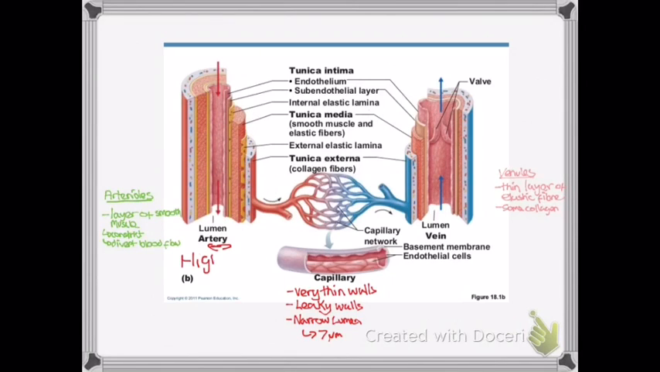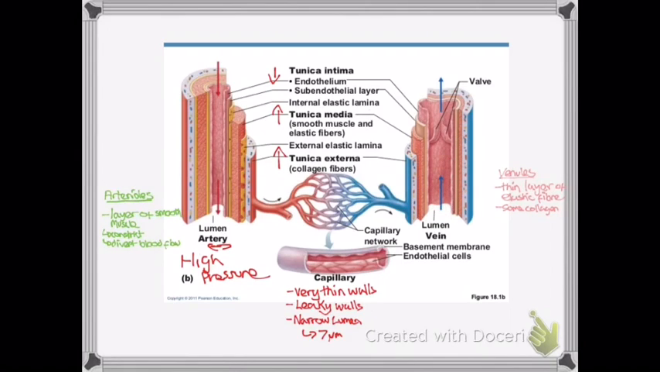High pressure in our arteries. We're dealing with lots of pressure, so we need lots of collagen, thick tunica externa, and we need lots of thick smooth muscle in our tunica media here. But our tunica intima in the arteries is small. So let's draw some arrows next to it. For artery, we've got a thick, so I'll draw a high arrow. Tunica externa is thick, but our tunica intima is not. We've got that narrow diameter.